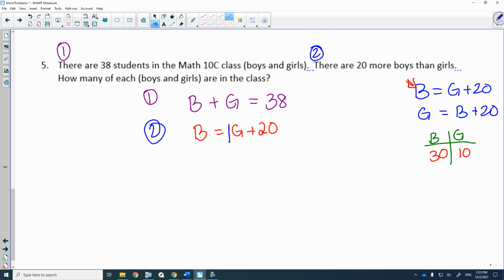You could do elimination, or you could do substitution. Figure out those five, and then the answers are uploaded for you.